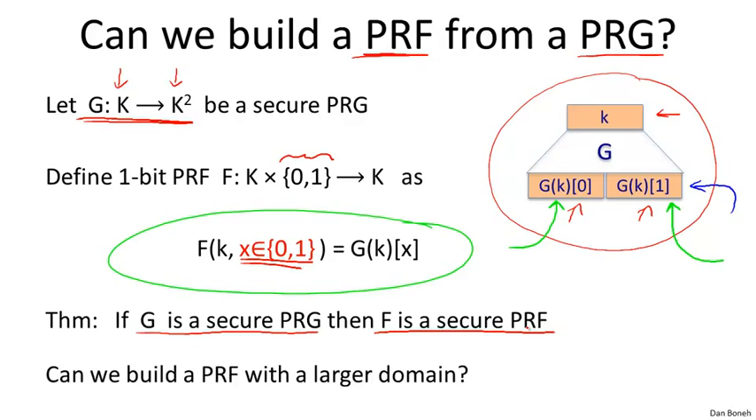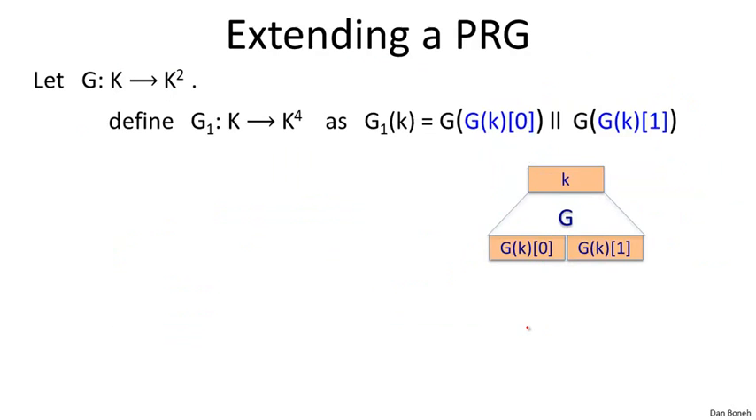theorem is true. The real question is whether we can build a PRF that actually has a domain that's bigger than just 1 bit. Ideally, we'd like the domain to be 128 bits, just as AES has. So the question is, can we build a 128-bit PRF from a pseudorandom generator? Well, let's see if we can make progress.